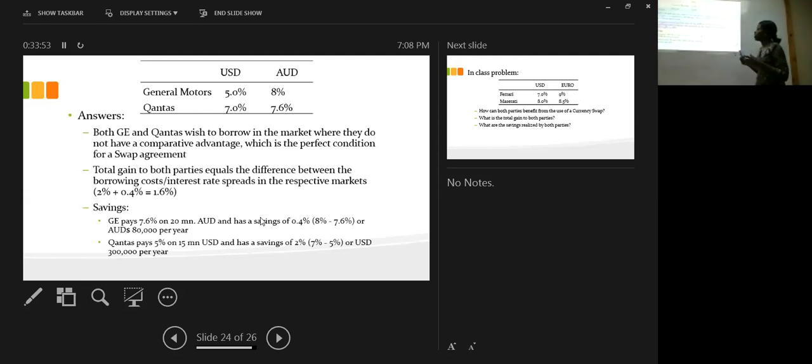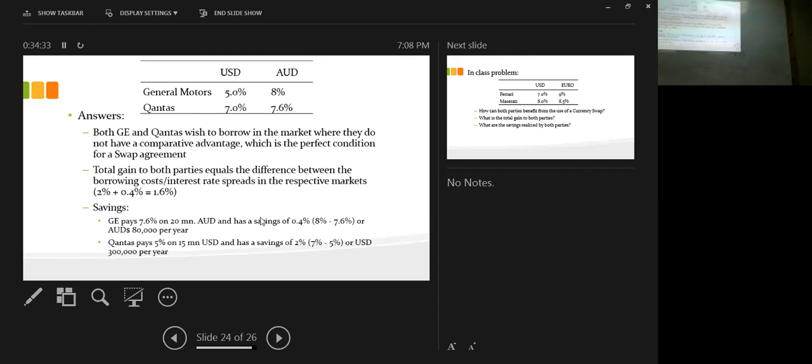GE has to pay interest on AUD because they converted that loan into an AUD loan. They are not paying 8%. They are paying 7.6%, which is what Qantas borrowed at. So it's 7.6% on the amount, which is 20 million here, and has a saving of 7.6 minus 8, which is 0.4% on 20 million, or 80,000. This is an annual loan, not semi-annual. So it's straightforward: a savings of 0.4% on the principal, which is 80,000 per year.